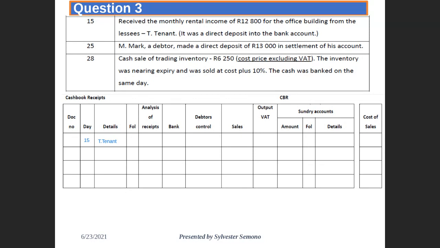Including VAT. Okay. By the main account, you are referring to the bank. Yes, I'm going to come here and record 12,800. You see now? Remember, I cannot come to the analysis, because they said direct deposit. So please be careful. When they say direct deposit, it means it went directly to the bank. So do not record under analysis. That's why I put 0 under analysis.